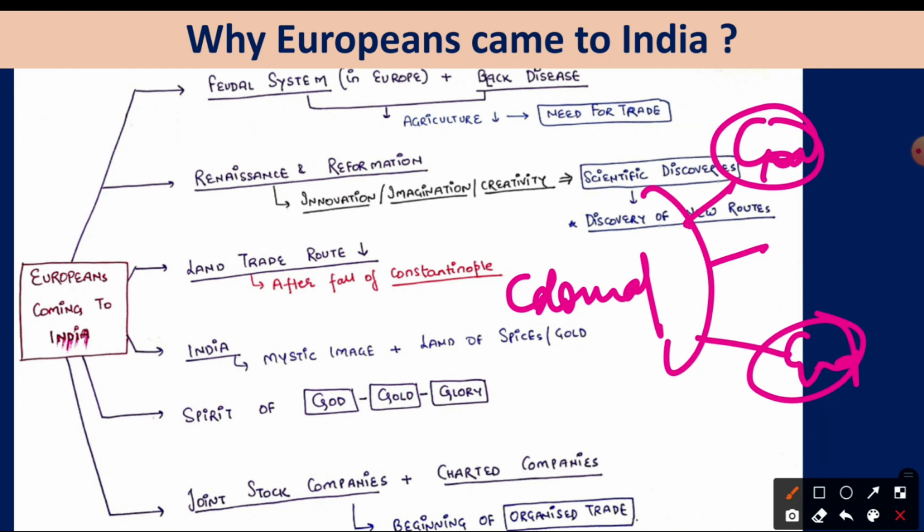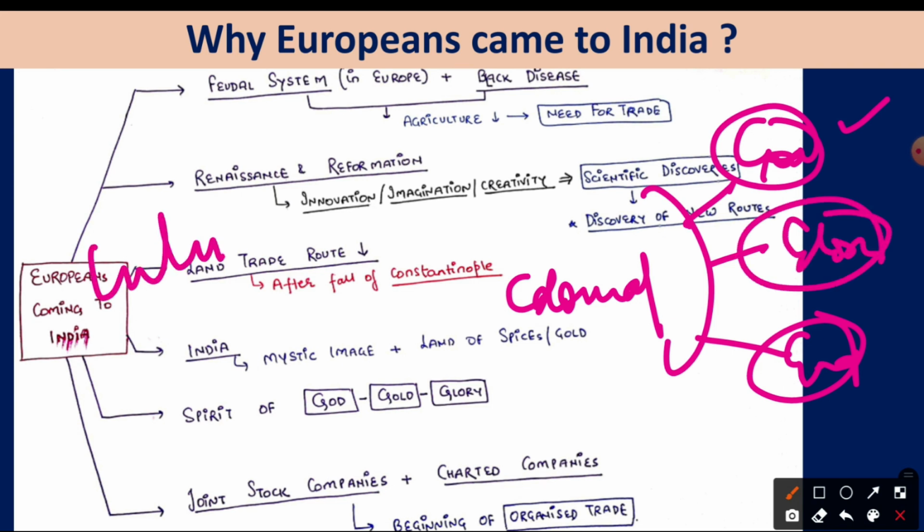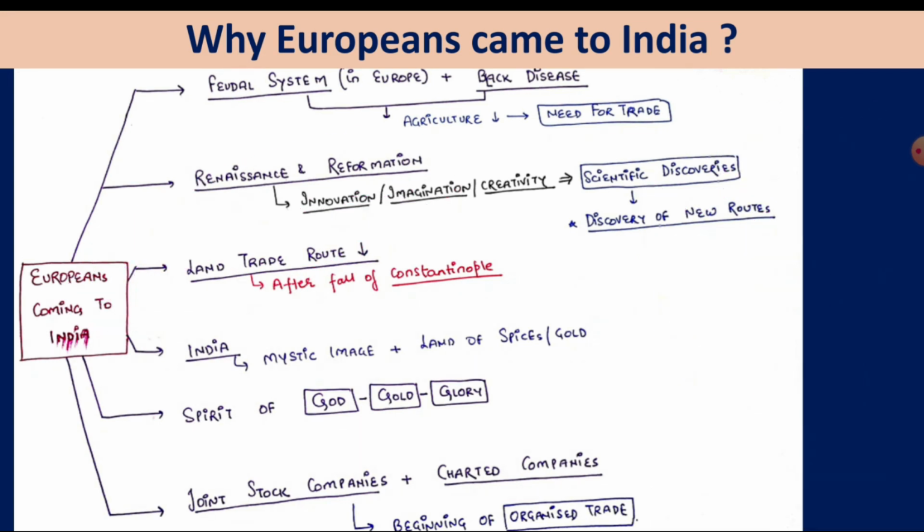Right? Then we have the gold. So God we understood, missionaries, sorry. Glory. So you must have read the white man's burden. So the white man took upon themselves that no, we have to civilize the other countries as well.